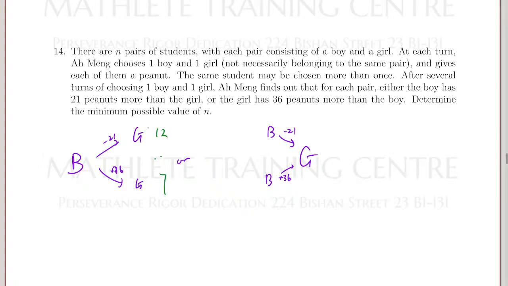12 to 7. Right, if you take them in the ratio of 12 to 7, then minus 21 times 12 is the same as 36 times 7. Same thing here. The ratio here will also be 12 to 7. So either way, what does this mean? Either way, there must be either 19 girls or 19 boys. But then that means that n must be at least 19. Finish.